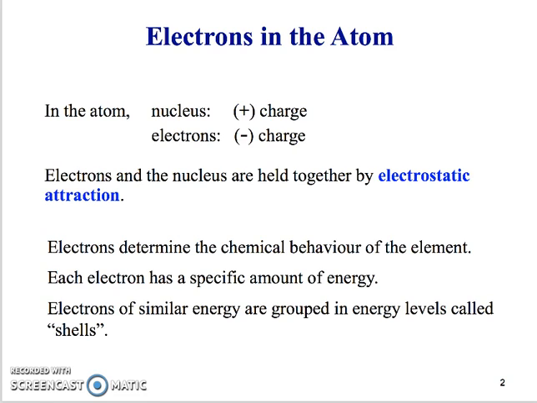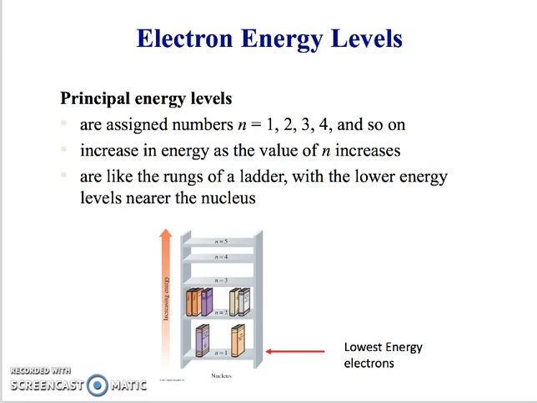Each electron has a specific amount of energy, and the electrons of similar energy are grouped in energy levels called shells. So remember I said that the electrons hang around in a sort of cloud. It is a cloud, but it is structured. So we talk about it in terms of different shells. And what this means is that at the bottom level of our bookcase, or the bottom shell number, has the lowest amount of energy electrons. The highest shelf, or the highest shell, has the highest amount of energy.